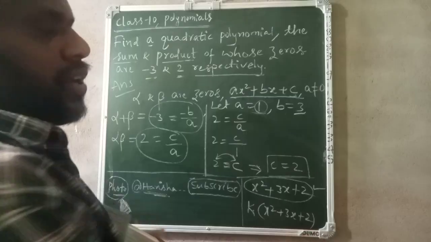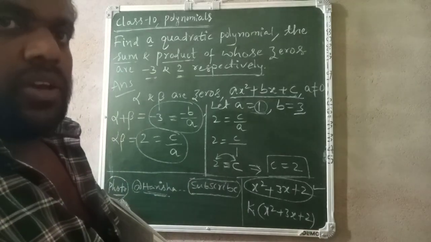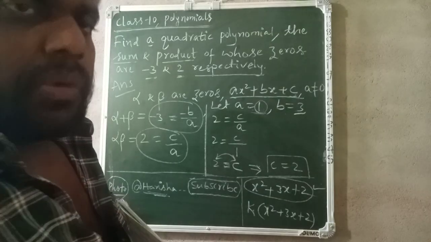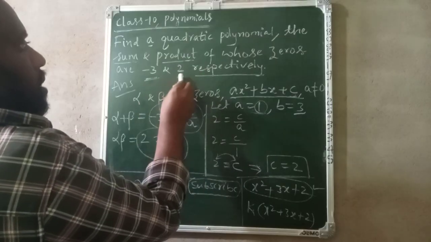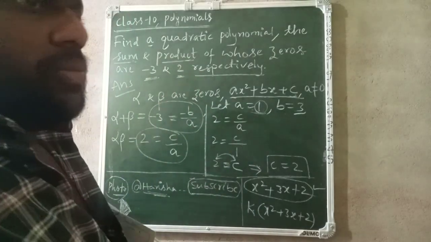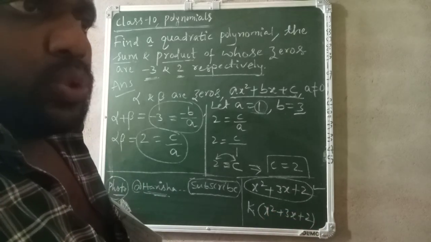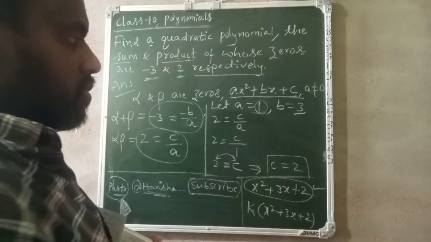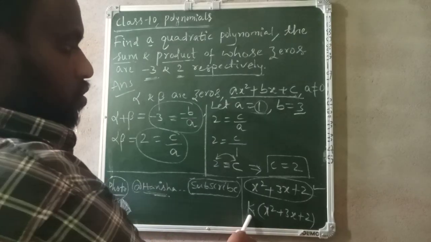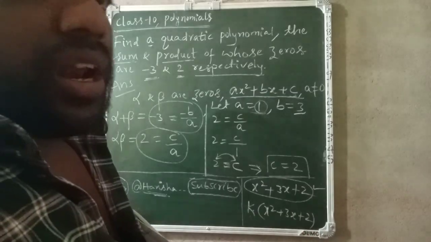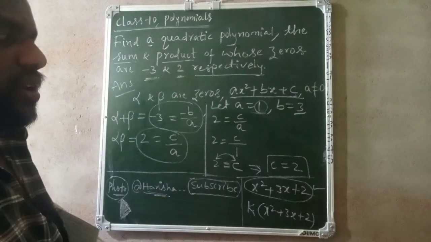When k is equal to 2, you will get one polynomial. If you substitute k is equal to 4, you will get another polynomial. You can get many quadratic polynomials, but the sum and product of zeros will be the same only, -3 and 2. If they ask only one quadratic polynomial, solve till here. If they ask 2, 3 or 4 quadratic polynomials, then you can substitute values for k. k is any real number, and you get different polynomials. But in this case, any one is enough because they want only one quadratic polynomial.